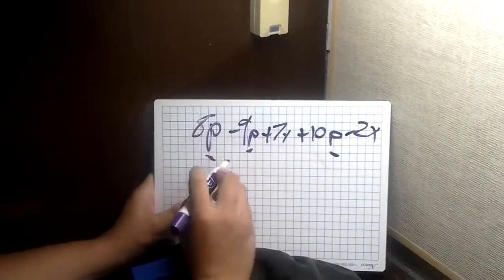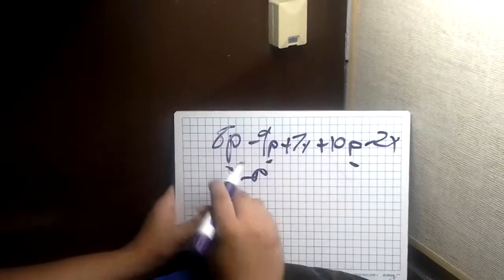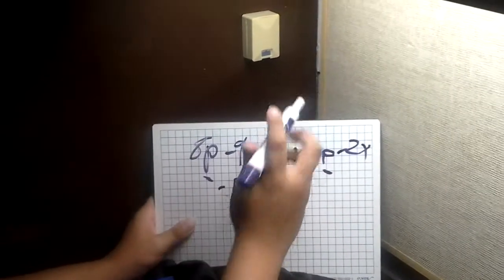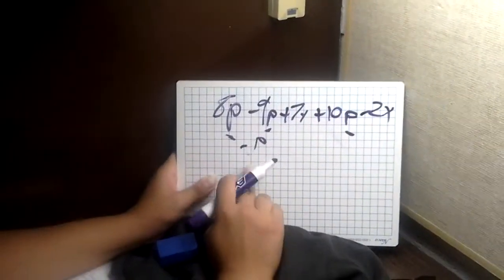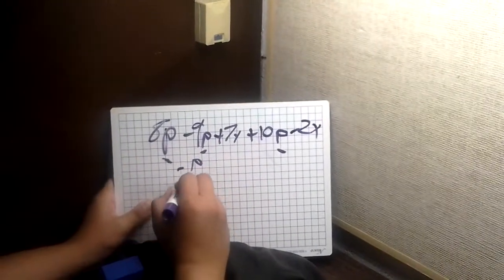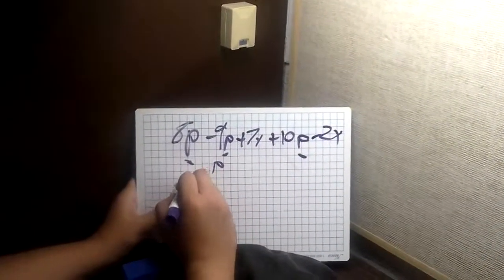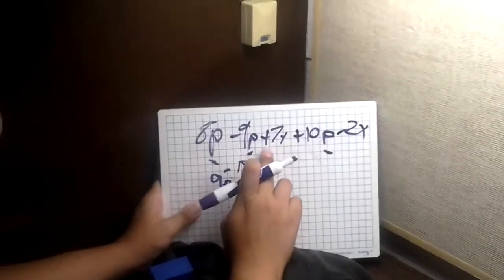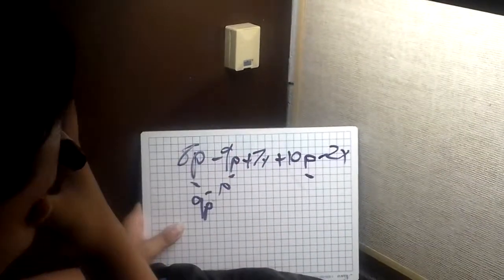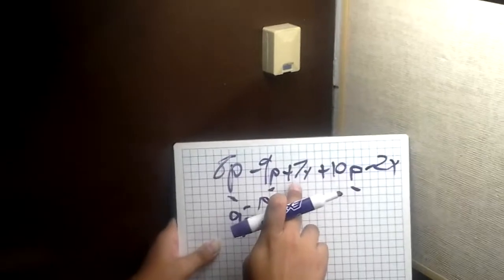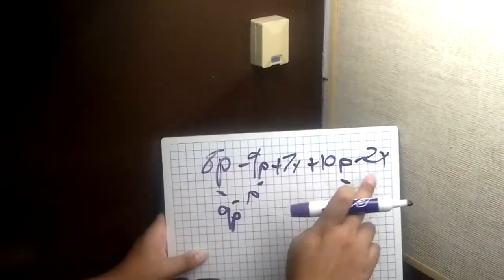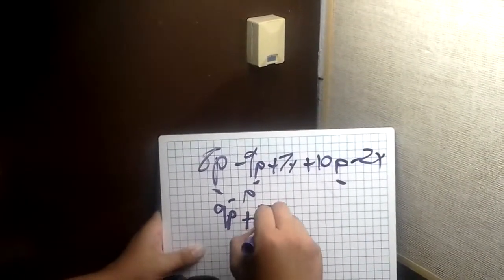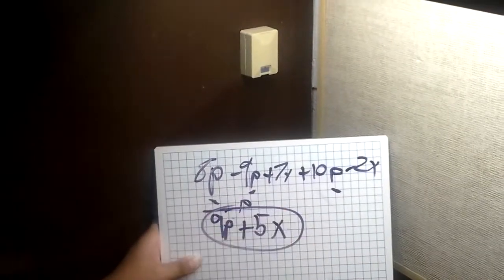So 8 minus 9 equals negative p, or negative 1p. There could be an invisible 1 there, but it doesn't matter, just as long as you have a negative in front of it. And plus 10, so negative plus a positive 10 would equal positive 9p. And then positive 7y minus 2x would equal positive 5x. And so there's your answer.